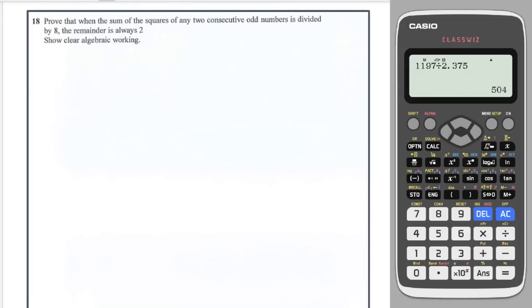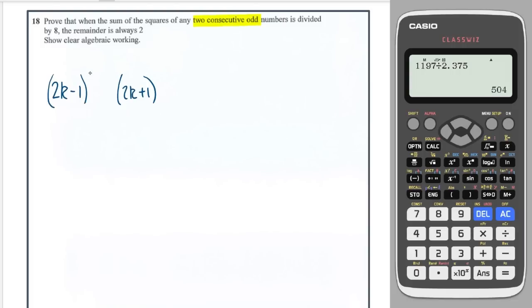Question 18. Prove that the sum of the squares of any two consecutive odd numbers, when divided by 8, the remainder is always 2. So let's dissect that. Two consecutive odd numbers. I might do 2k plus 3 and 2k plus 1, but actually I'm going to do 2k minus 1. It's a bit cheeky. And I'm going to do 2k plus 1, because those will be consecutive odd numbers. And it's just going to keep my calculations a bit easier than using 2k plus 3.